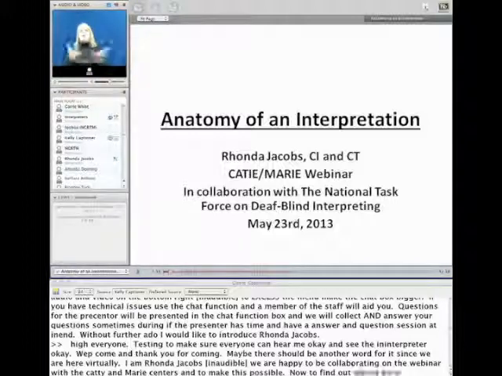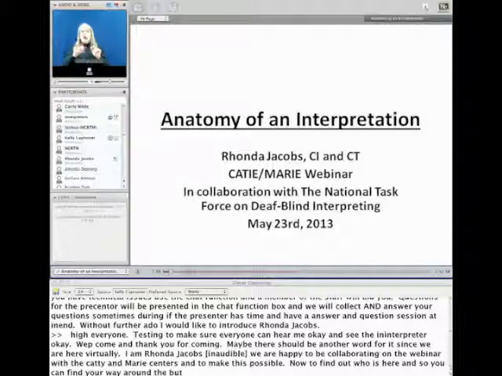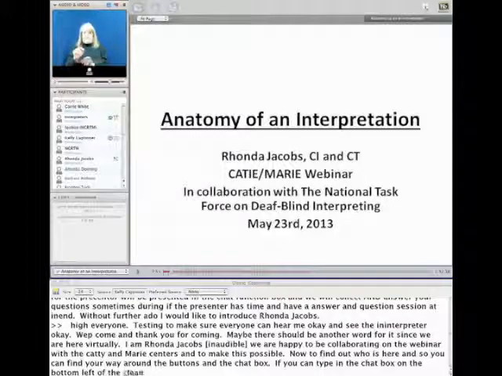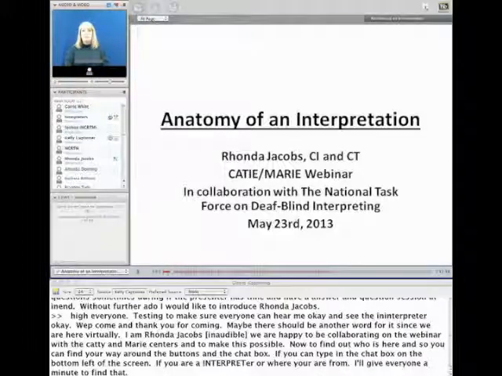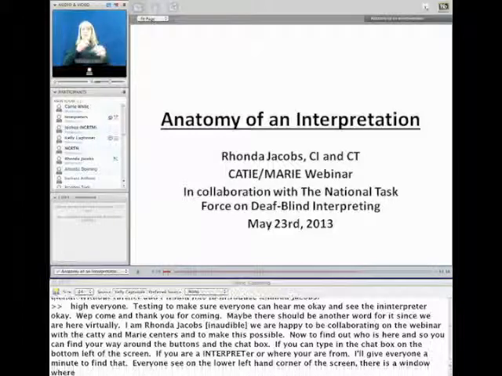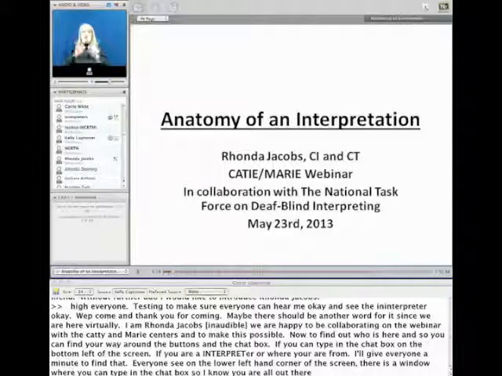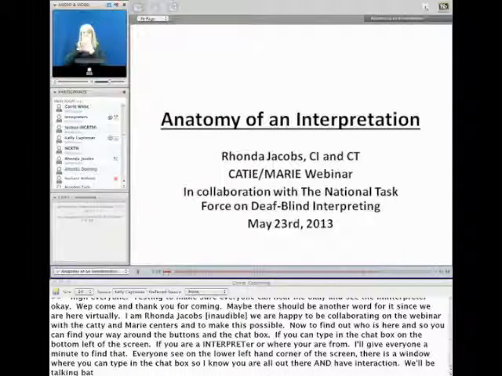And now to find out a little bit about you and who's here, and also so that you can learn your way around the various buttons and the chat box. If you can all type into the chat box, which is on the bottom left-hand of your screen, what you do, if you're an interpreter or an educator or whatever other role you may have, and where you are from. I'll give everybody a minute to find that. Everybody see on the lower left-hand corner of the screen, there's a window where you can type in the chat box? Just so I know you're all out there, so we can have some interaction here. We'll be talking back and forth throughout the session, so it'll be good to know where that is and how to navigate that a bit. So if you can just say where you're from and what you do.